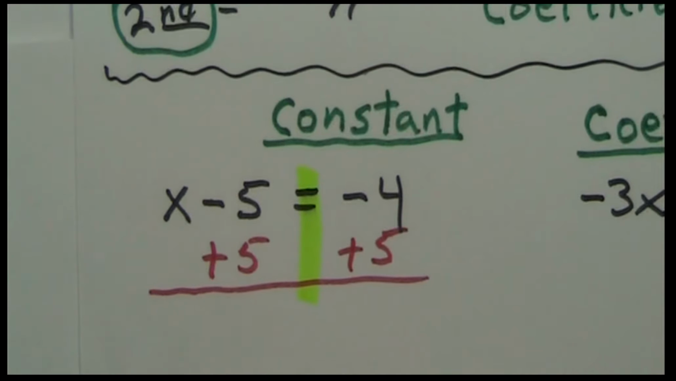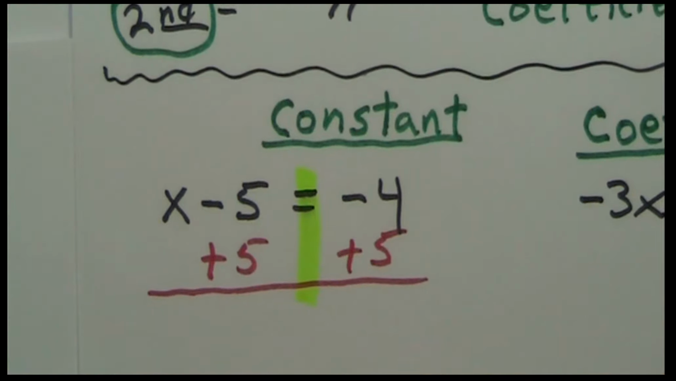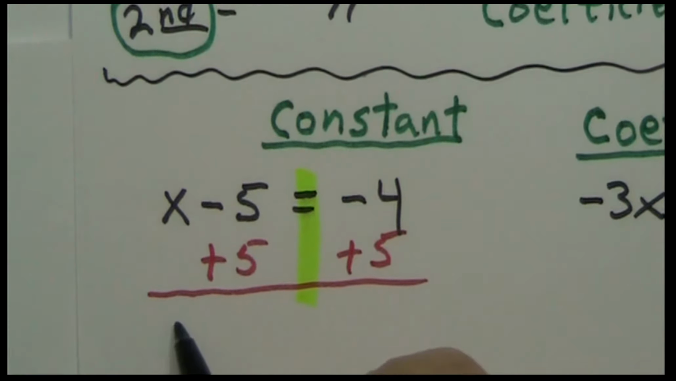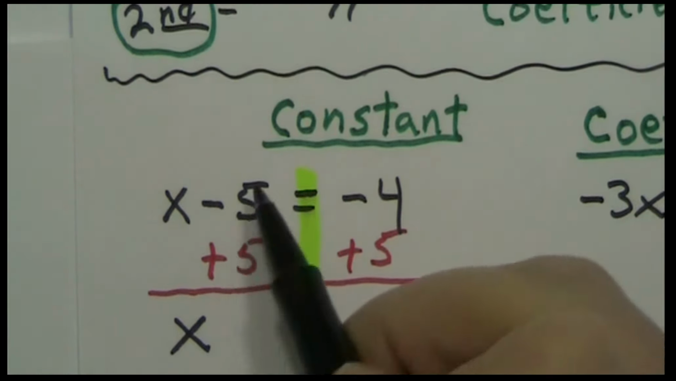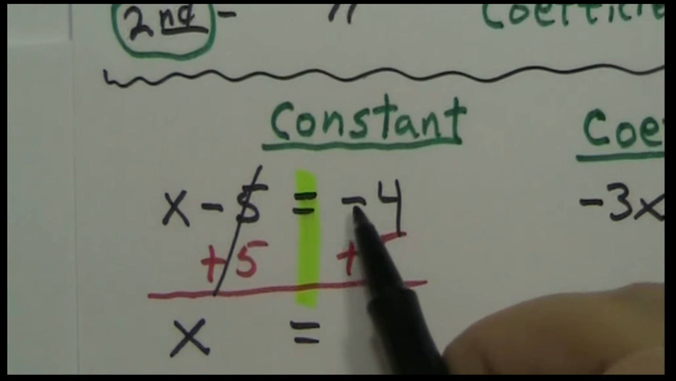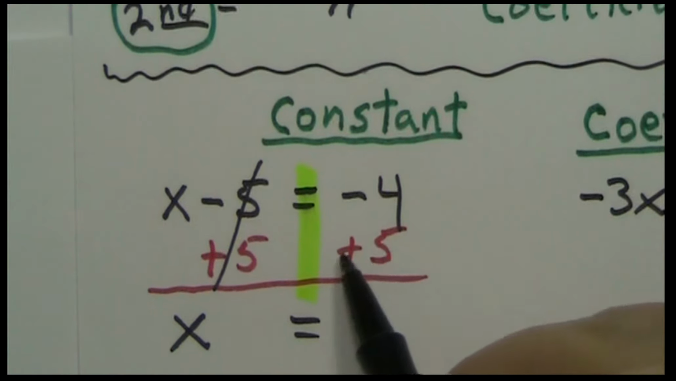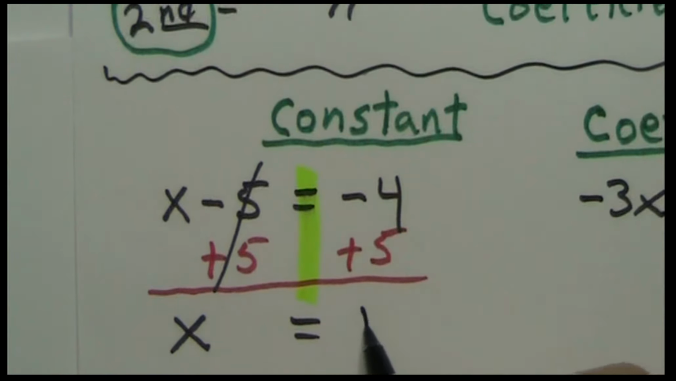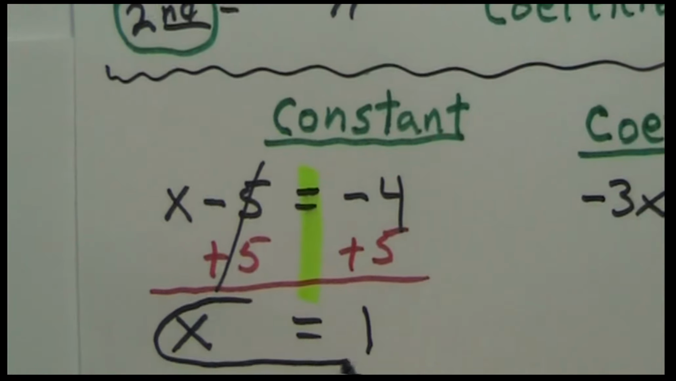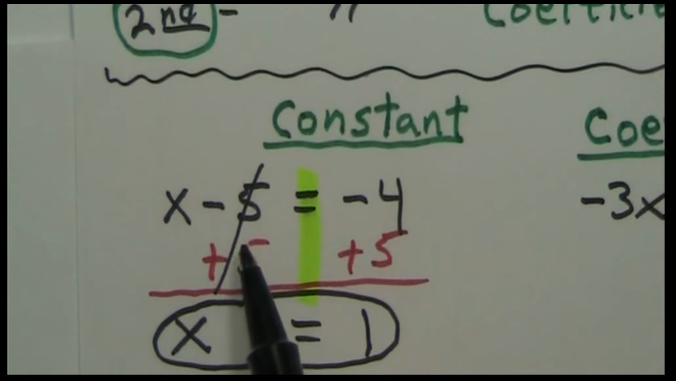All right, when I do that, what happens is this becomes 0, and you are left with just the letter x, right? Because this is 0. Equals, and over here I have -5 and 4. I'm sorry, I have -4 and 5. That's 5 minus 4 is 1. The answer is 1. So this is how we solve getting rid of constants.